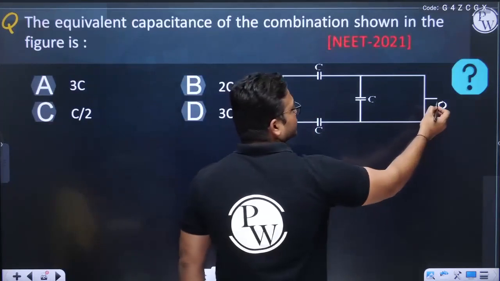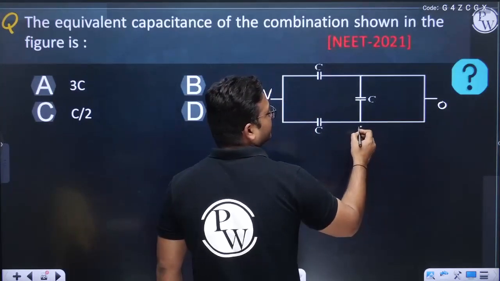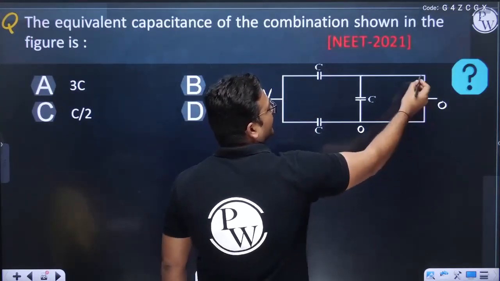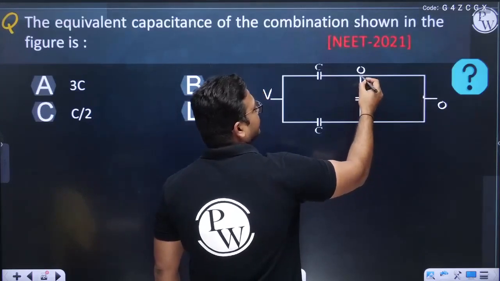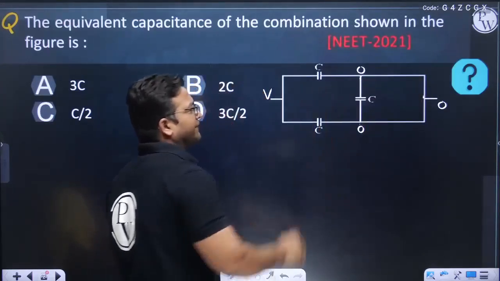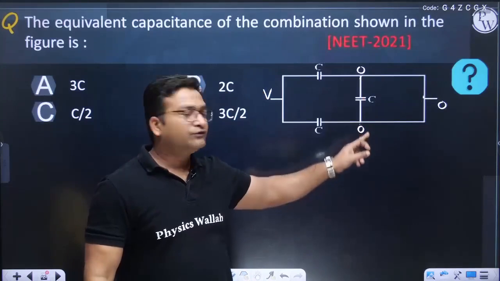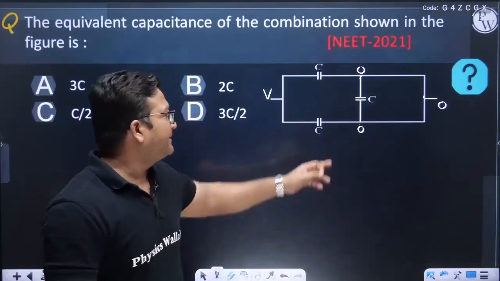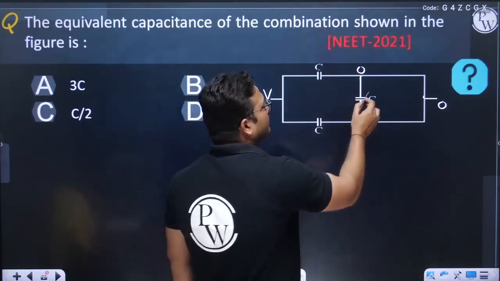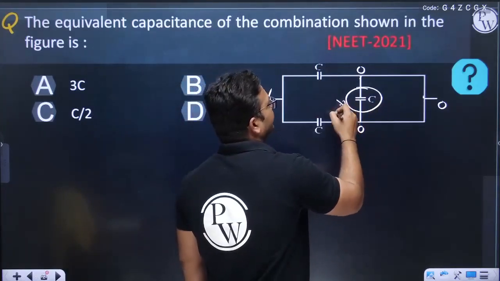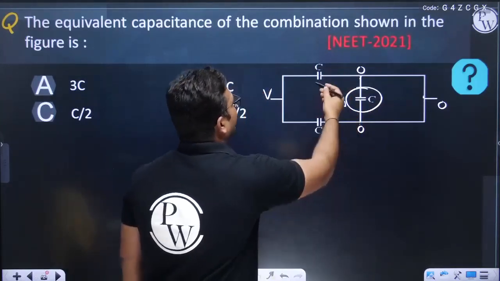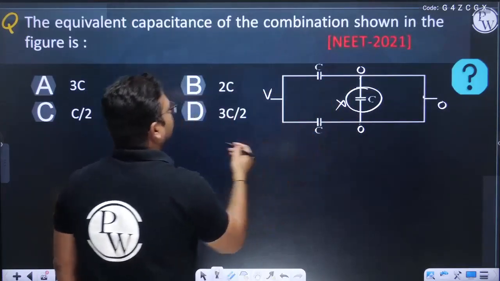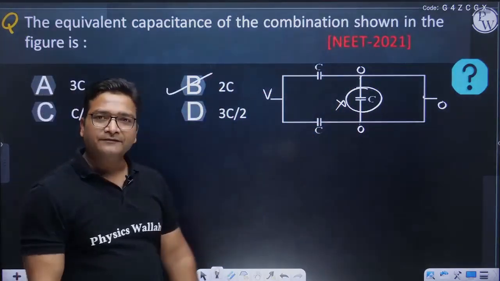So if the potential of this point is 0, this point's potential too is 0, and this point's potential too is 0. So you can see there is no potential difference across this capacitor. So this capacitor is actually meaningless in the circuit. You can simply remove it, and if you remove it, the two capacitors are in parallel, and if two are in parallel, the net is going to be 2C.